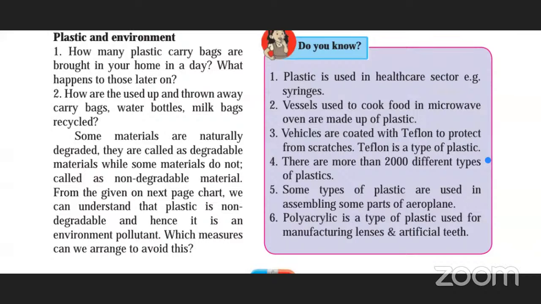The microorganisms which are present in the soil, what do they do? They decompose things, rot them, and finish them off. This is said to be degradable. But plastic, because it is a man-made material which is made up of chemical compounds, microorganisms are not able to degrade such plastics, and because of this, there is accumulation of plastic in the environment.